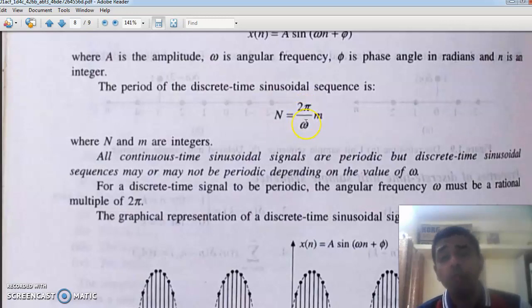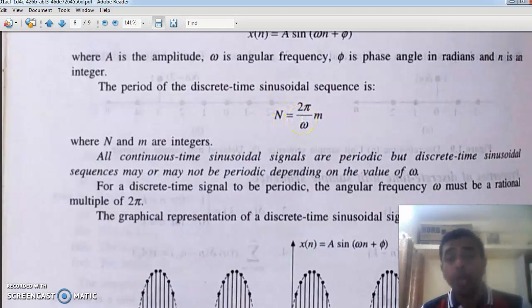So when will 2 pi by omega become a rational number? Only when omega is a multiple of pi. Suppose omega is equal to 2 pi. Then pi and pi get cancelled, 2 and 2 get cancelled, and N by m is equal to 1. So 1 is a rational number.